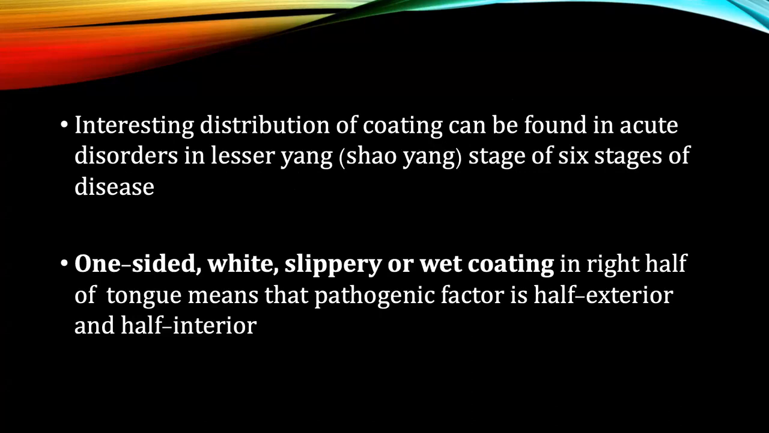Interestingly, distribution of coating can be found in acute disorders in lesser yang or Xiaoyang stage of 6 stages of disease. One-sided, white, slippery, or wet coating in right half of tongue means that pathogenic factor is half exterior and half interior. So let's take note of this. Okay.